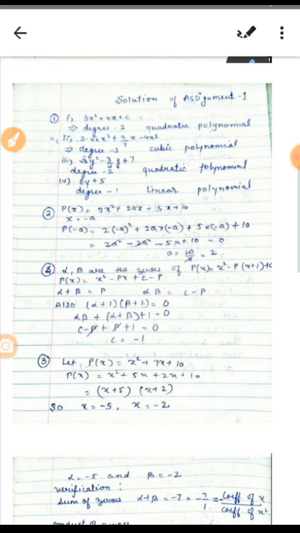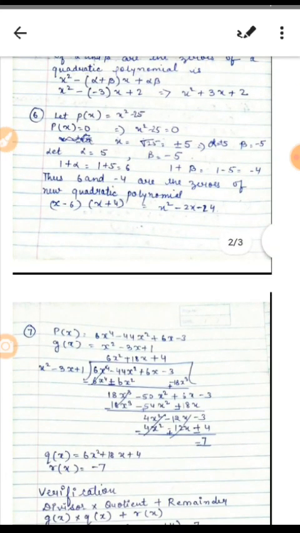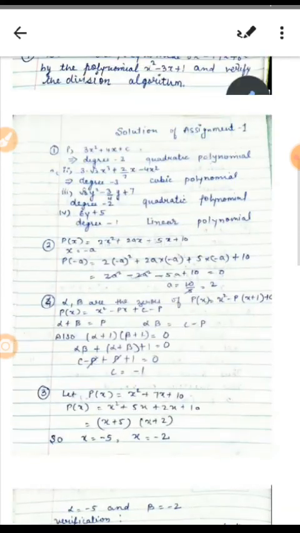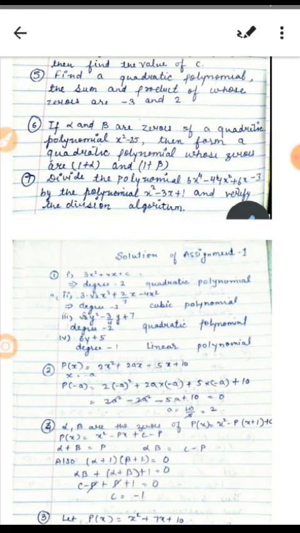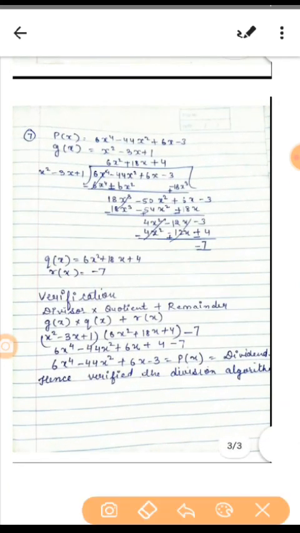Then our question number 7. In question number 7, what we need to do is divide this polynomial by the other polynomial and verify the division algorithm. So here simple division is there. So p(x) is given as 6x to the power 4 minus 44x square plus 6x minus 3, whereas our divisor is x square minus 3x plus 1. Then we are going to divide it.